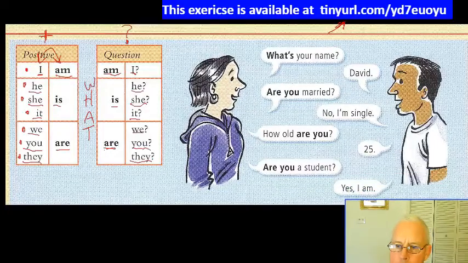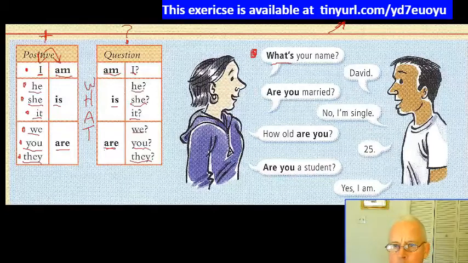So let me move a little bit here. So here's some examples. This woman asks, what's your name? And don't forget, of course, you can contract. In fact, usually you do contract. What's your name? He says, David. Oh, that's my name. That's a WH question. Then she says, are you married? He says, no, I'm single. That's a yes-no question.